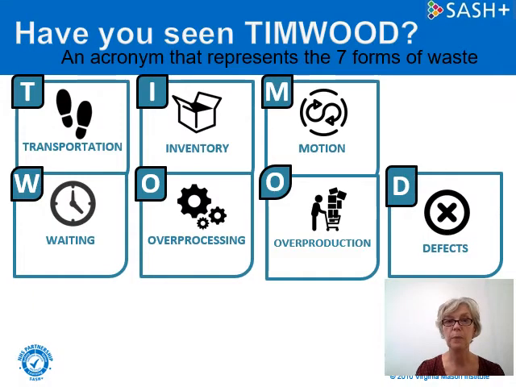In SASH, we adopt the acronym TIM-WOOD to help us to remember and identify the different types of waste. So we have T for transportation, I for inventory, M for motion, W is waiting, O overprocessing, O overproduction, and D defects.